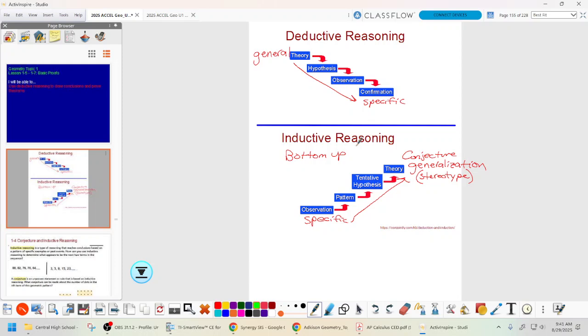Okay, inductive reasoning goes the other way, but you do this pretty much every day as well. So you observe something specific, you notice a pattern, and then you start making hypotheses that you test and think about making a theory out of. We call that theory a conjecture. It's some kind of a generalized idea. So you've all done this before. Can you think of how?